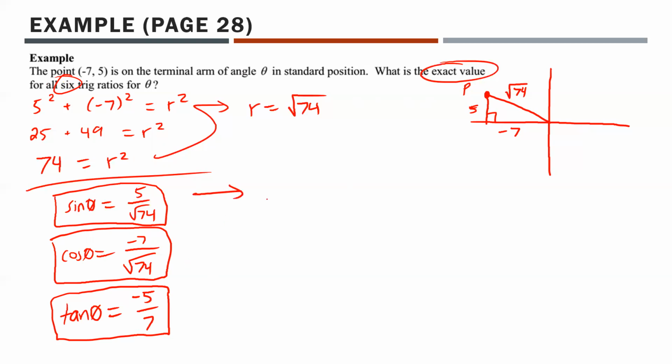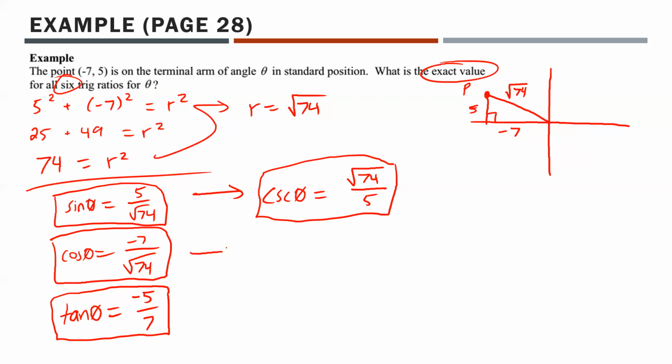For sine, remember sine pairs with cosecant. Cosecant theta is therefore just going to be the reciprocal of this. So in other words, root 74 over 5. I literally just flipped it upside down. This next one, cosine, that pairs with secant. Secant theta is just going to be root 74 over -7. So I'll just put 7 down here and then I'll put a negative on the top, right? Secant is negative root 74 over 7.